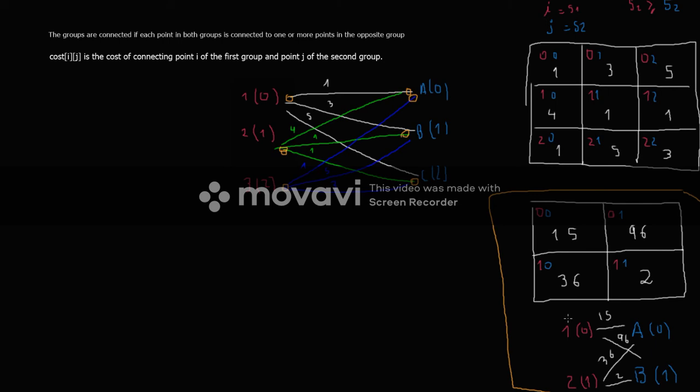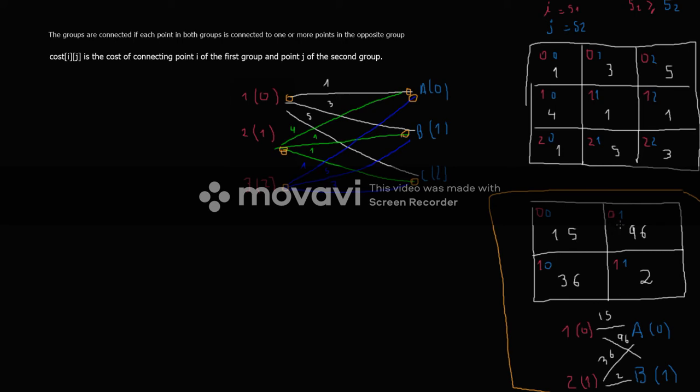LeetCode this time didn't help, and they represented the first point as 1 which is the index 0, and the second as 2 which is the index 1. And A and B represent the 0 from the blue group and 1 from the blue group. So what we have here, 0 0, means that the connection between point 0 of one group and point 0 of the other group costs 15.